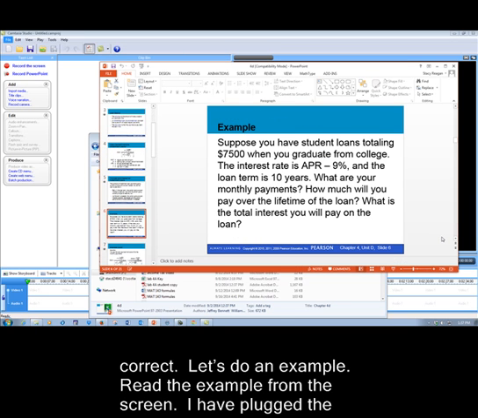Here's a good example. Let's suppose you have $7,500 in loans, an APR of 9%, a loan term of 10 years, and you want to find out the monthly payments. This is what you would use this formula for.